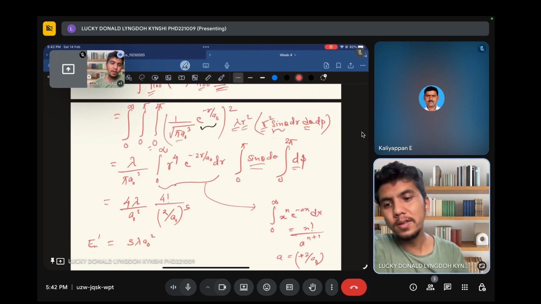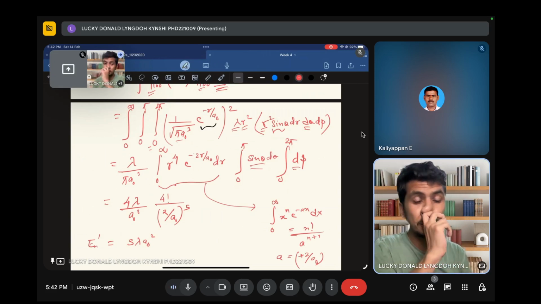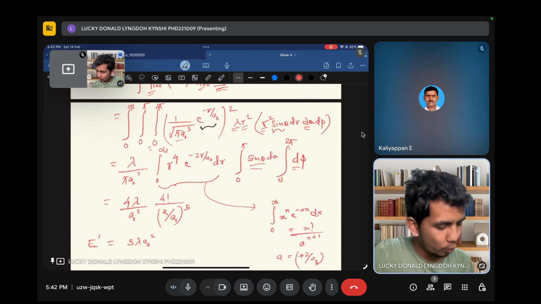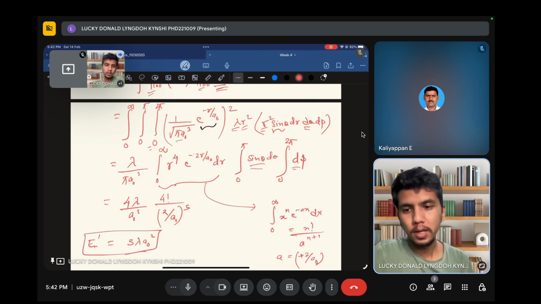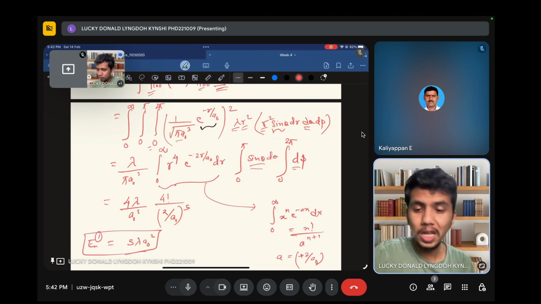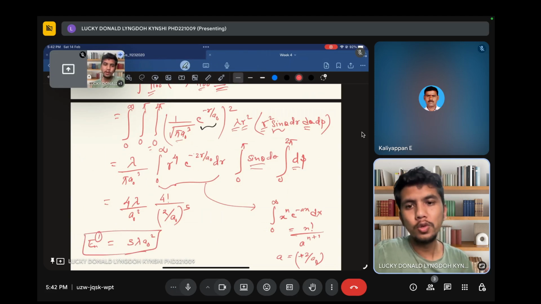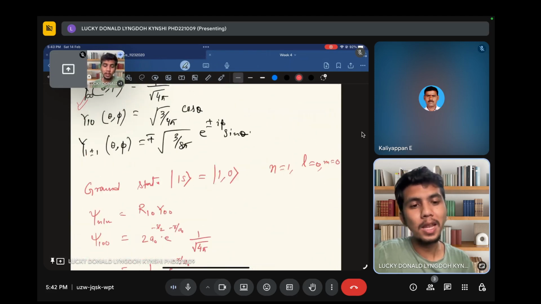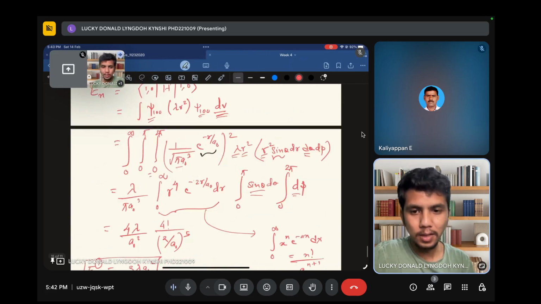So this is the first order correction term to the ground state energy. Other than the ground state energy, which you already know for a hydrogen atom, you also have to add this term En1, the first order correction, which is equal to 3 lambda a naught square, if you subject a hydrogen atom to a perturbation given by lambda r square. Okay, so that is one part.